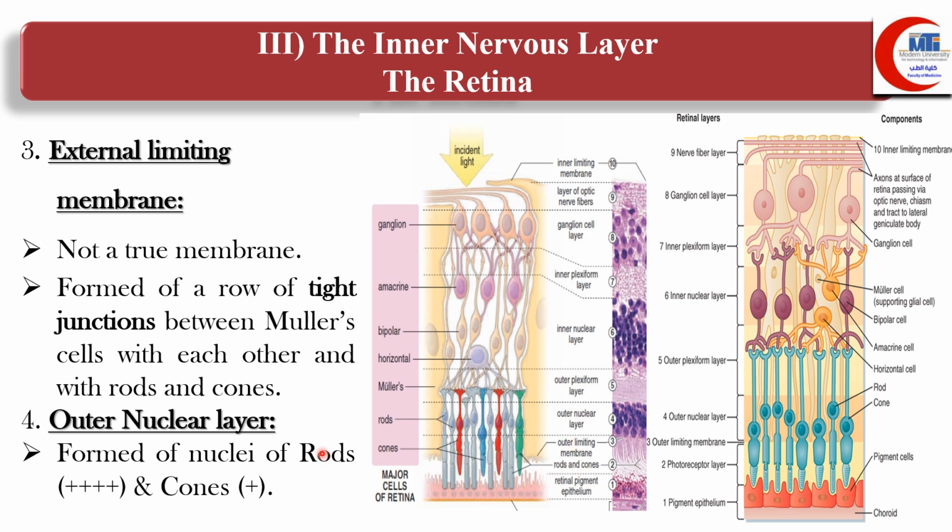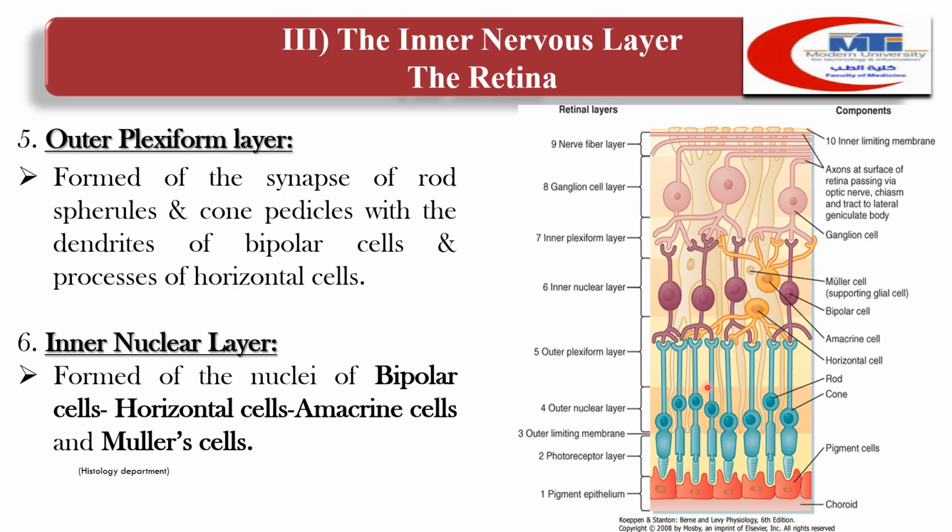The outer nuclear layer, as we mentioned, is formed by the nuclei of rods and cones, and the majority of the nuclei in the outer nuclear layer are nuclei of rods mainly. The outer plexiform layer is formed of synapses of the rod spherules and the cone pedicles with the dendrites of the bipolar cells and processes of the horizontal cells.